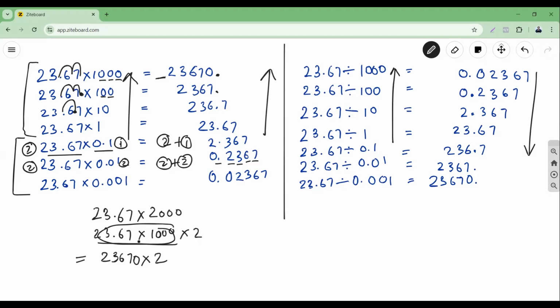There's one more trick that we can do. Whatever the numbers are, let's say it's 23.67 multiplied by 0.2. Now what is the meaning of this? It is nothing but 0.1 multiplied by 2. So what we are doing is we just take the 23.67 multiplied by 2.